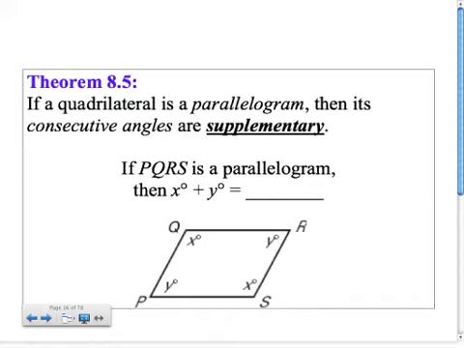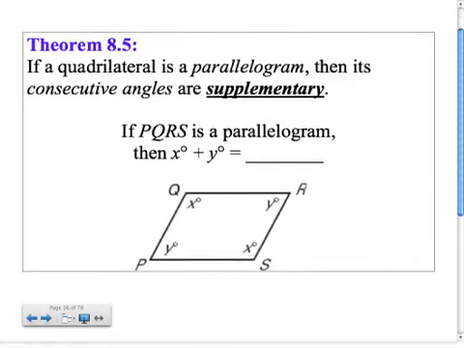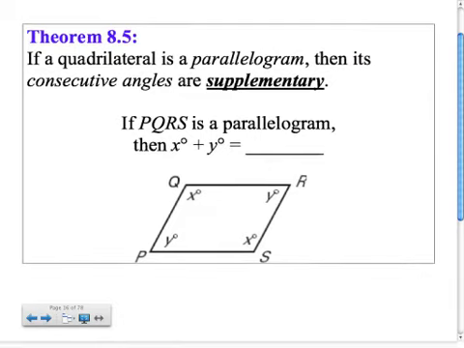The next theorem, this next property, is one that is going to take a second for you to really realize. It says that the consecutive angles are supplementary. In other words, if I start with this angle, I can go in either direction. I can go right or left. If I go to the right, then I'm talking about those two angles. Angle P and angle S are supplementary. Angle S and angle R are supplementary. Angle R and angle Q are supplementary. Angle Q and angle P are supplementary. So that means they add up to 180 degrees.